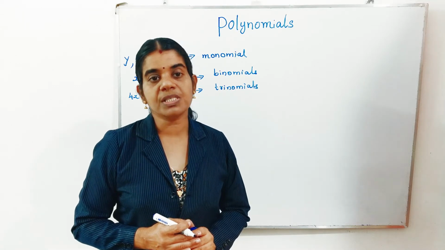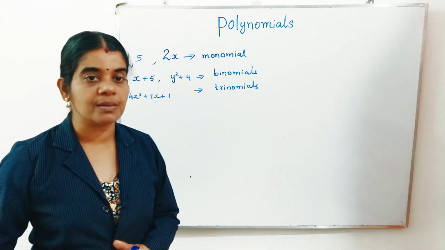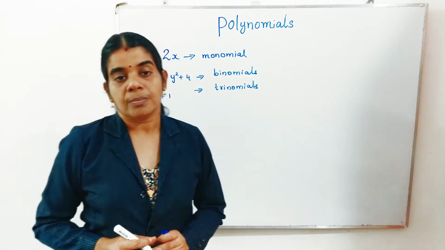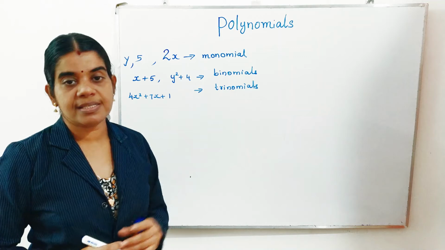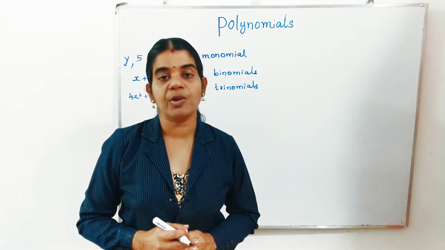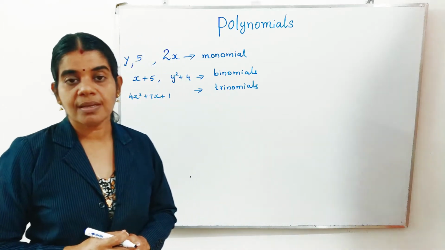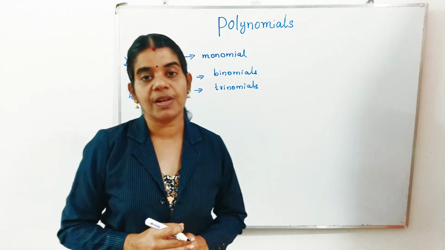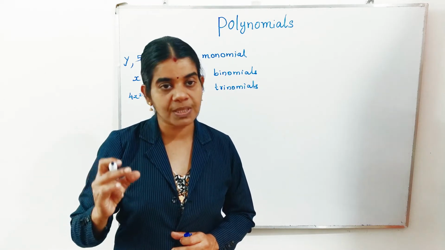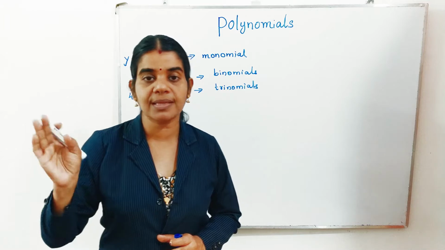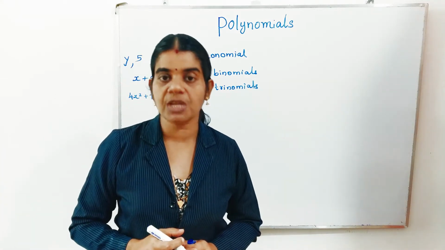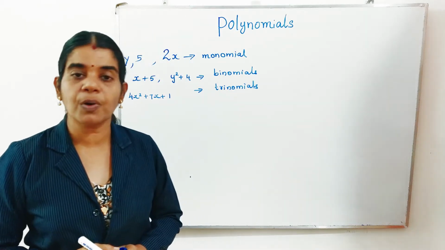Generally, an algebraic expression having two or more terms is known as a polynomial. Today we are discussing polynomials. For an algebraic expression to become a polynomial, there is a condition: the variable's power every time must be a positive whole number. Whole numbers start from 0, 1, 2, and so on. Every time the variable's power is a whole number, only then is it a polynomial.